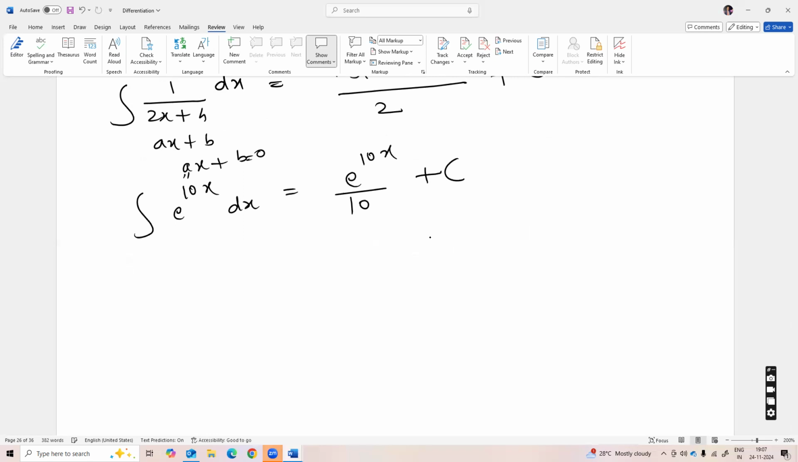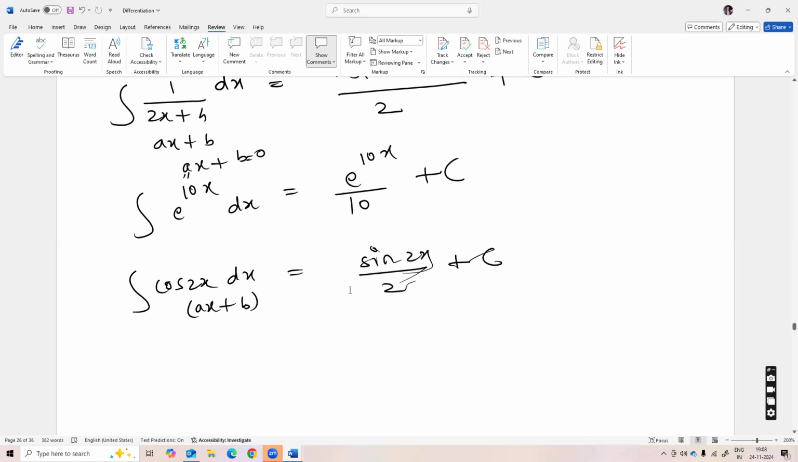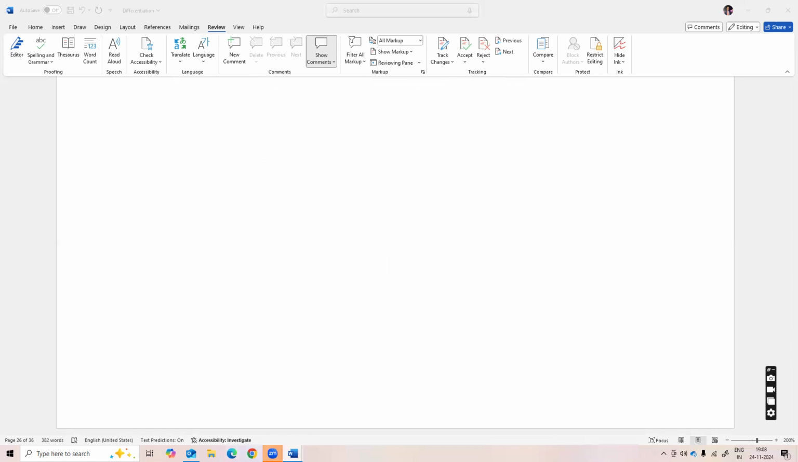This is how you can find the integration of these terms. I think this part is not very difficult. Again, if you have only cos 2x dx, similarly here also b is equal to 0 and a is equal to 2, so its integration is sine 2x by 2 plus c. Just remember the formula, and everything else you can easily find. And now we will see a few examples of definite integrals.